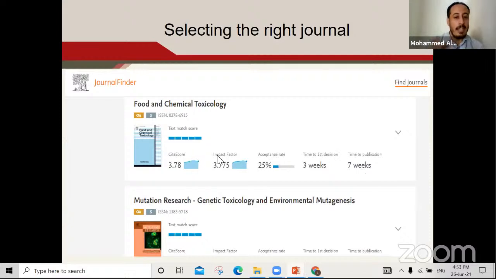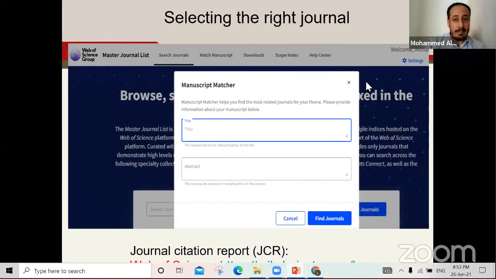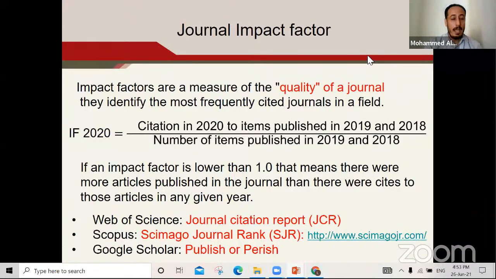So it will give you different options. Just select one of those. Not only Science Direct, Springer, which is another database, has the same tools. Just put your title, abstract, and then it will tell you what's the best journal, but only journals under these databases. Web of Science or Clarivate also have the same tools. Again, title and abstract, and it gives you the same.